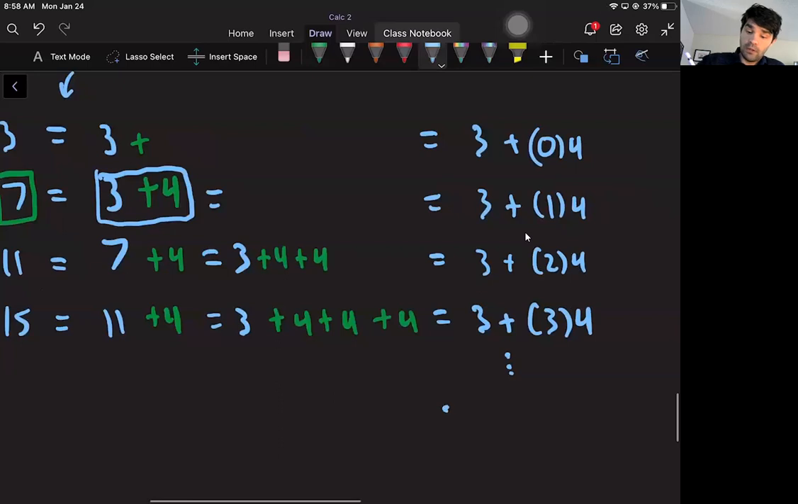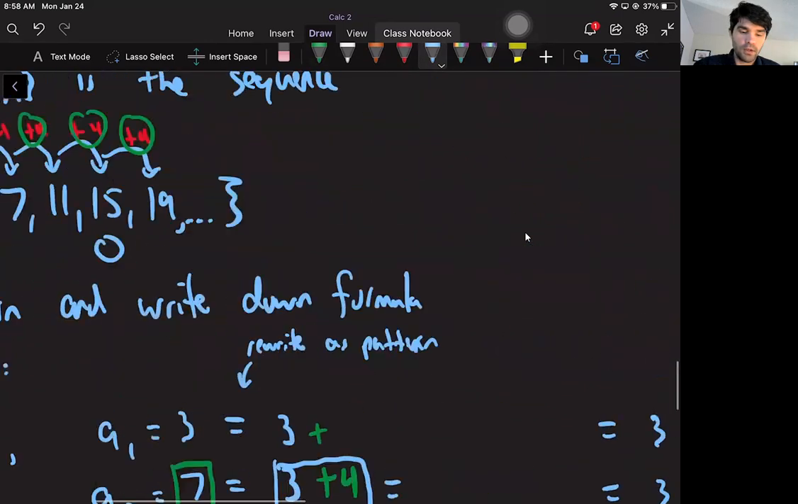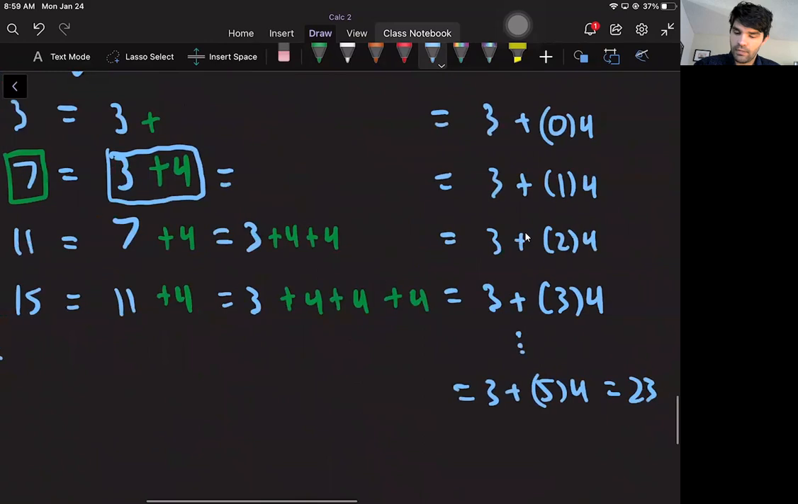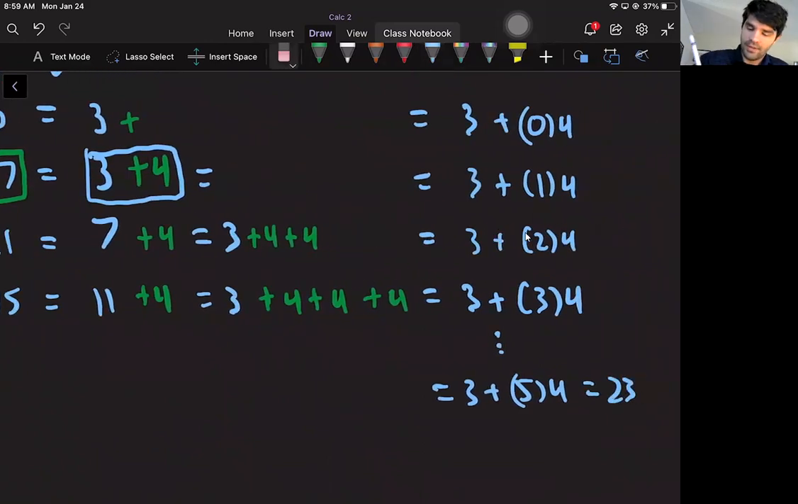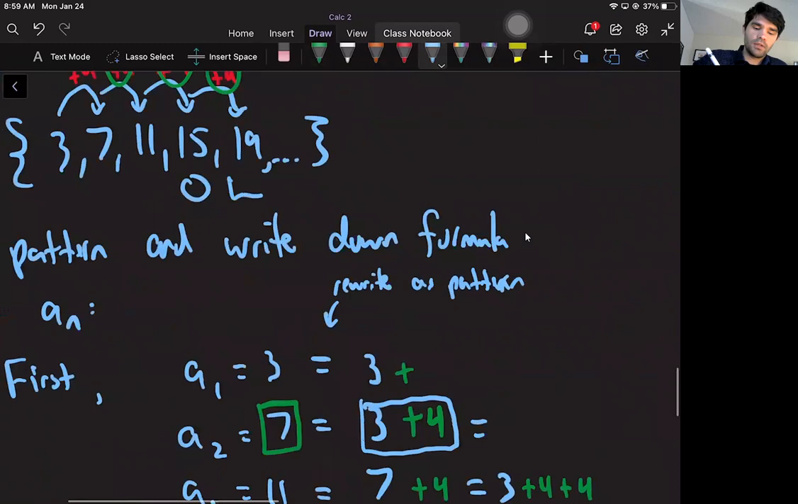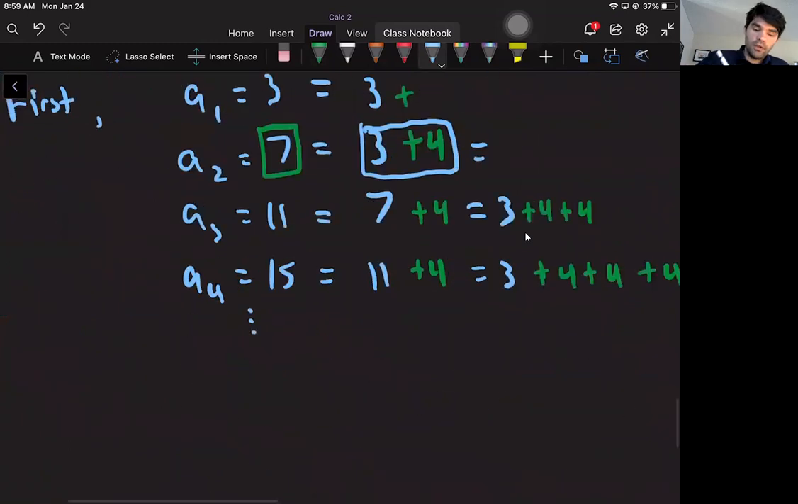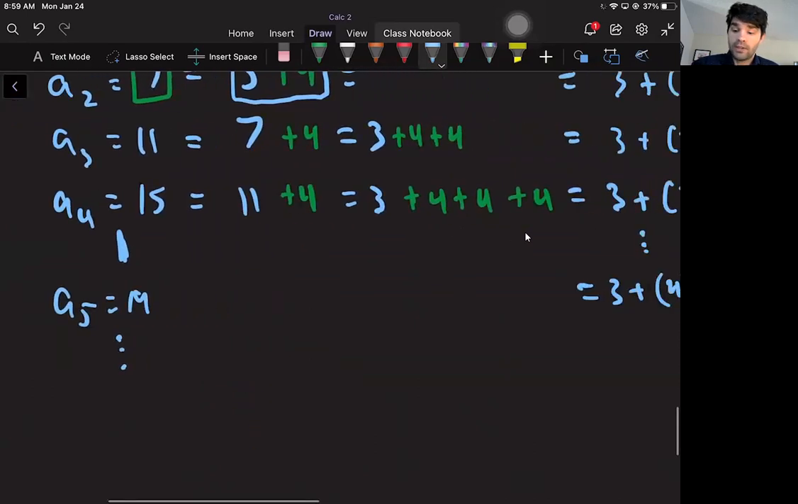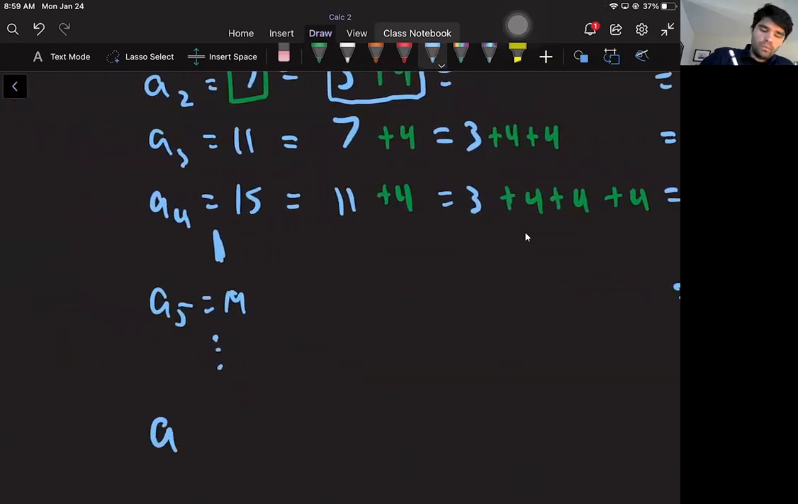So the next one is going to be, we can check the pattern, 3 plus 5 fours, which is 23, which is that the next term? Oh, sorry, 23, hold on, what did I do? I skipped one, 4 fours, that's what I did. Sorry. The next one is plus 4 fours. It's okay to make mistakes. So that's 19, which is exactly what it should be. That's the next term. A5 should be 19. Okay, so how do I write AN?